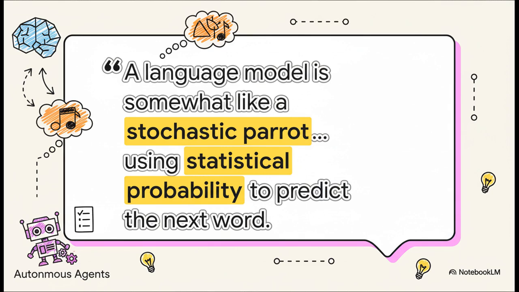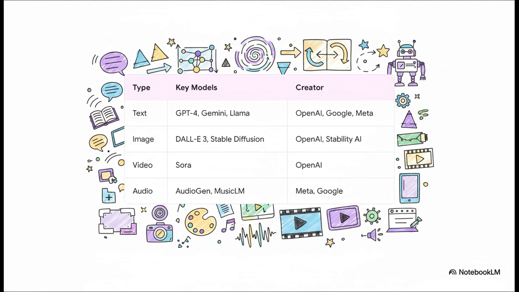So if you type, the cat sat on the, it knows from all its training that mat is a super probable next word. It doesn't understand what a cat or mat is, but it's a world-class expert at recognizing the pattern. And that one seemingly simple skill, just predicting the next piece in a sequence, is what has powered this incredible explosion of creativity. I mean, look at this. We now have specialized models that can generate text, photorealistic images, stunning video, and even music, all from a simple sentence you type in.